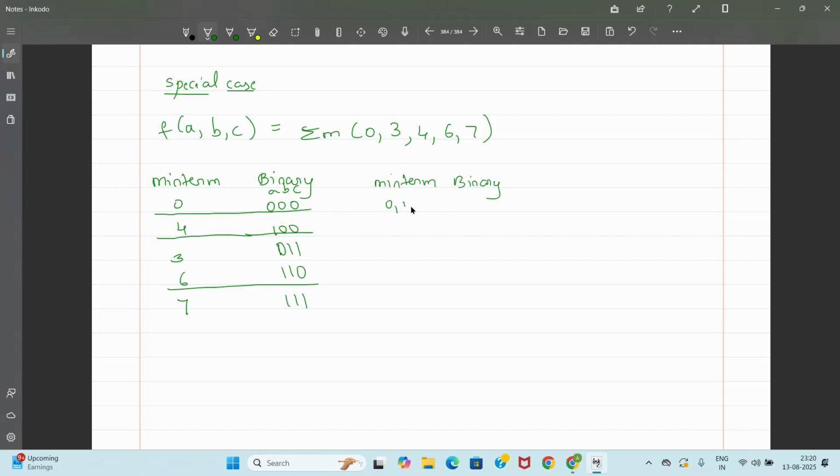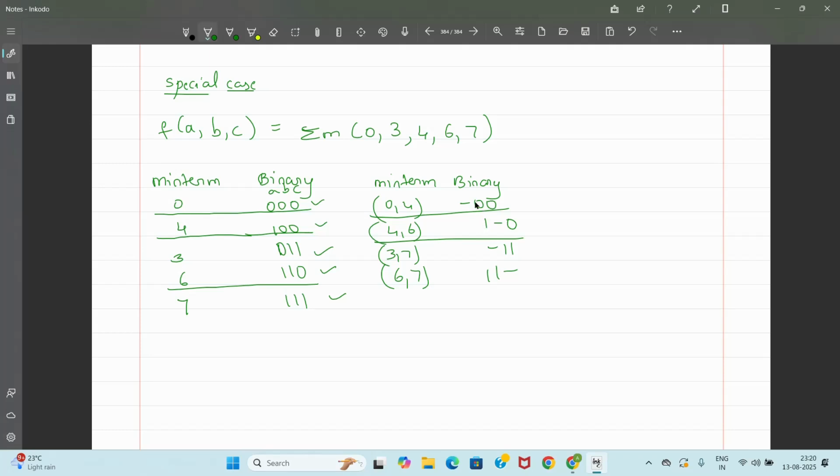Combination 0 with 4 can be combined and the answer will be dash 0 0. This is done. One group is done. Next these two. 4 and 3 is not possible. 4 and 6 is possible, which will be 1 dash 0. So 6 is done. This is also done. Next, 3 with 7, possible, dash 1 1. 6 with 7 is also possible, 1 1 dash. So you're done with the second table also.